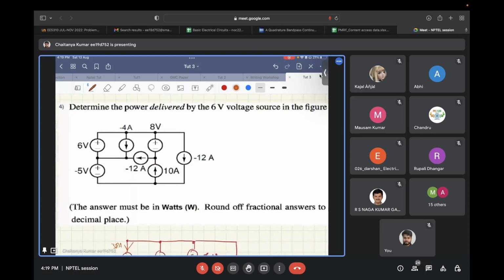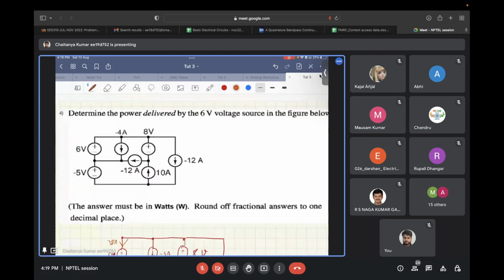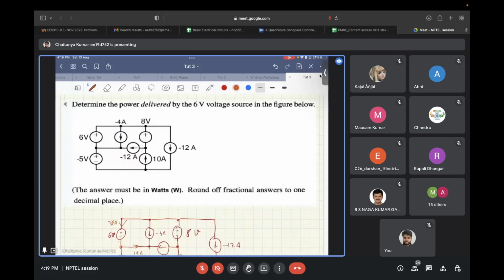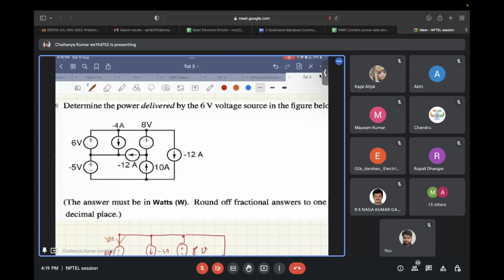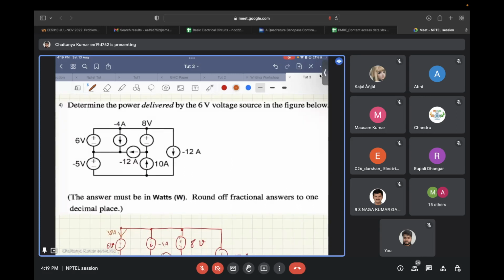Now, please try out this question. So here you need to find the power that is delivered by this 6-volt voltage source.